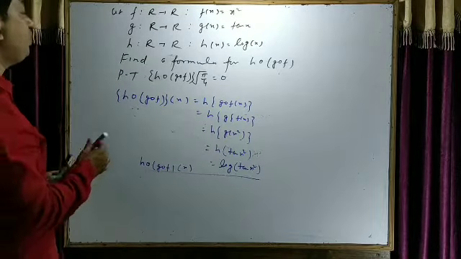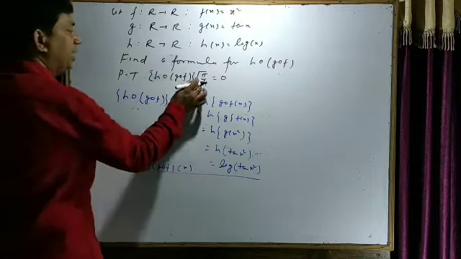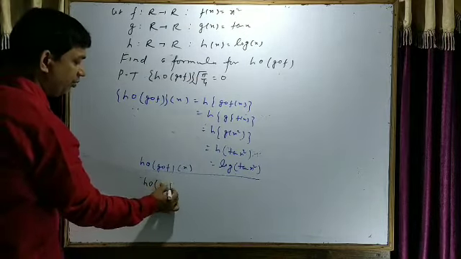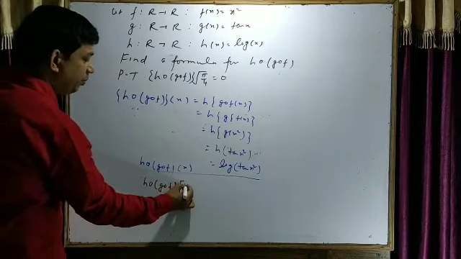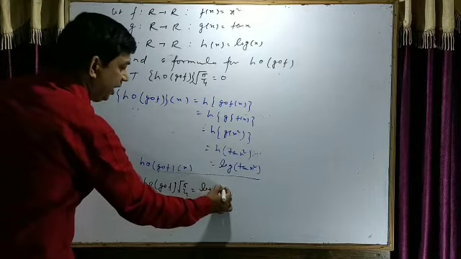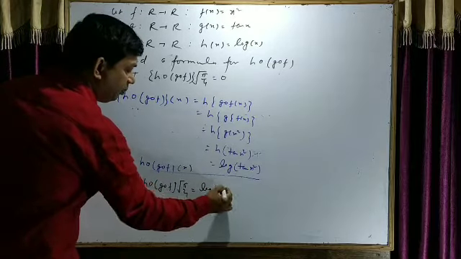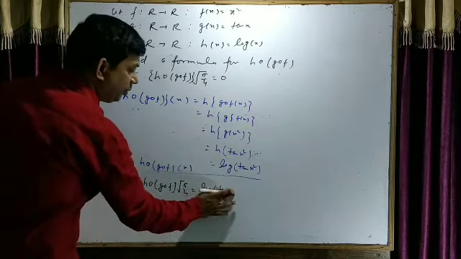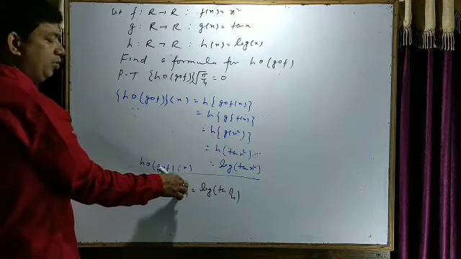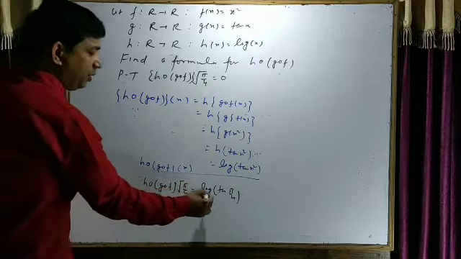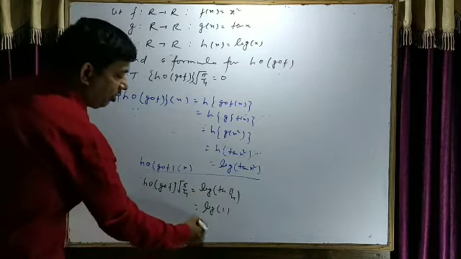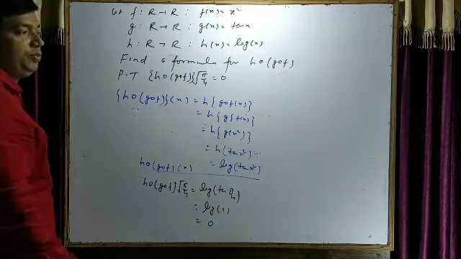Now what do you have to prove? In place of x, when we write root under pi by 4, the composition equals log tan of, in place of x I have written root under pi by 4, so it is pi by 4 because it is the square of root under pi by 4, then it is pi by 4, and tan pi by 4 is 1 and log 1 is 0. This is the required proof.